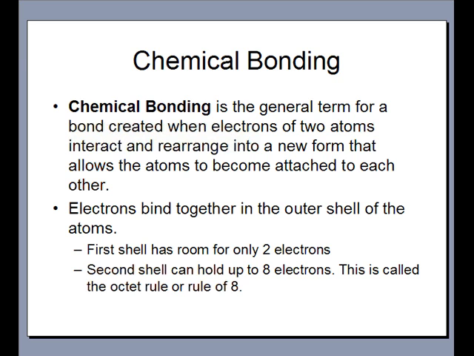The next level is the second shell, which can hold up to 8 electrons. This 8 electron shell is what's called the octet rule, where atoms on the outer shells can only hold up to 8 electrons.